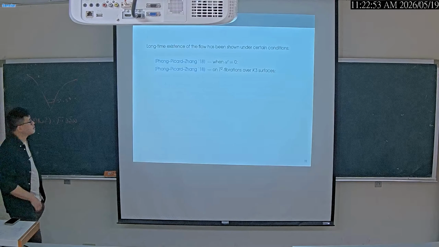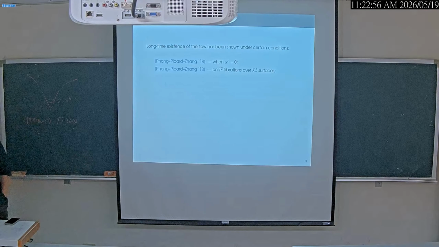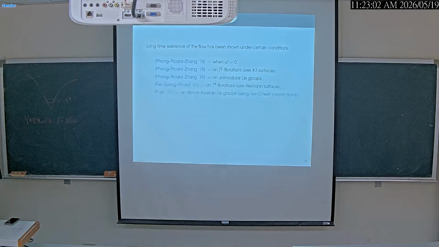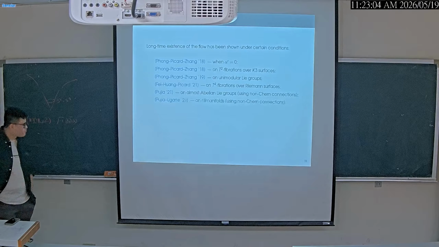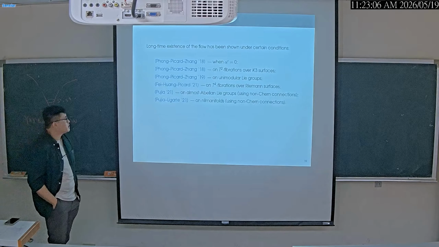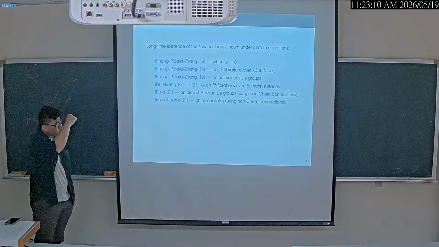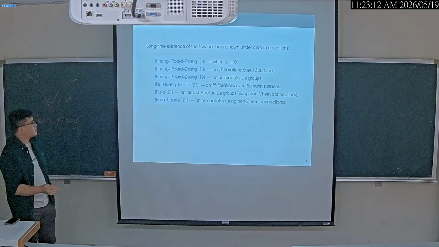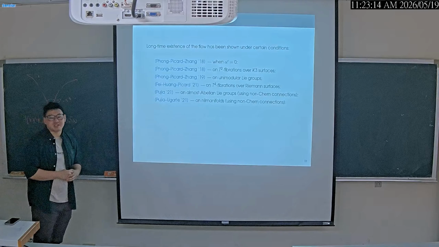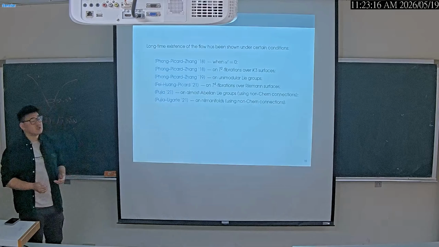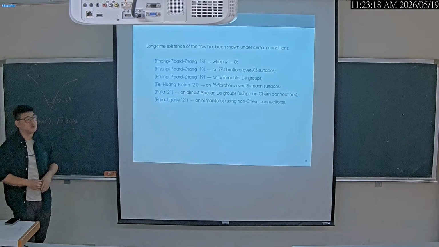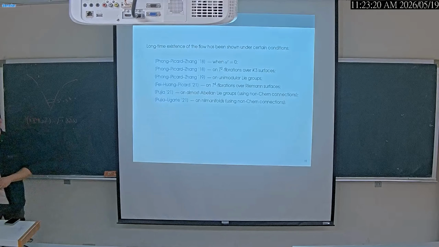Okay. Other times where we have seen long-time existence type results are on P2 fibrations over K3 surfaces, on unimodular Lie groups, on fibrations over Riemann surfaces, and then two results like Kuhia-Ugarte on Lie groups again. And just as a reminder, there are other ways to sort of cast the system with different connections. So for these last two results, they use not the Chern connection.